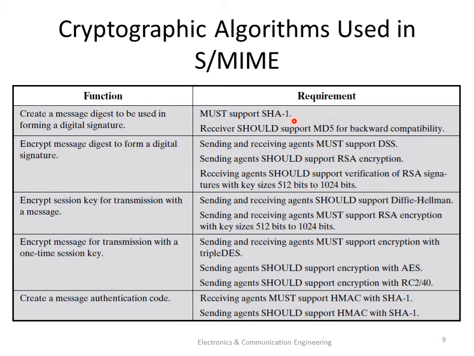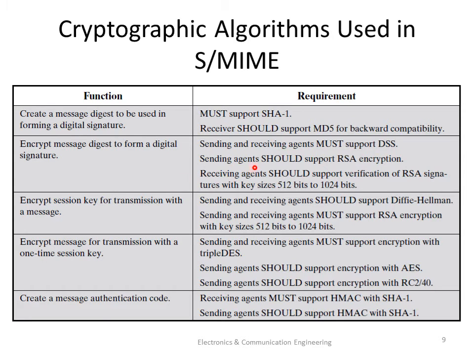So if I have to use this function, the system has to support SHA-1, and the receiver should support MD5 for backward compatibility. Next is encrypt message digest to form a digital signature. Then the sending and receiving agent must support DSS.